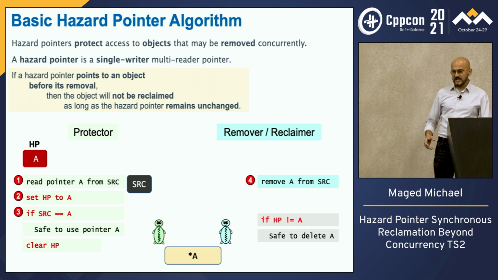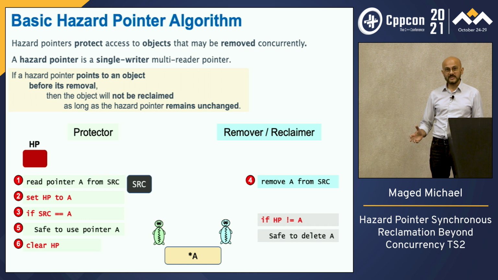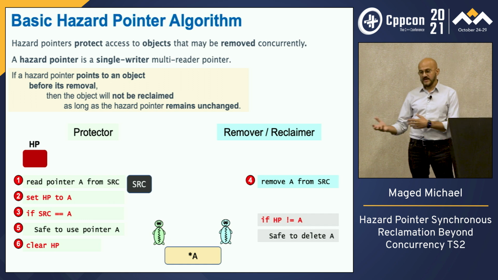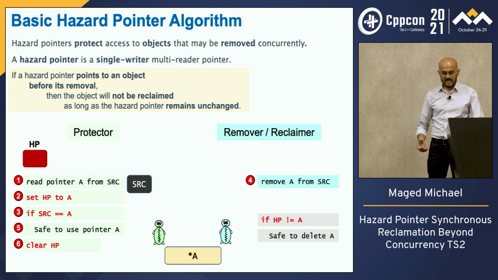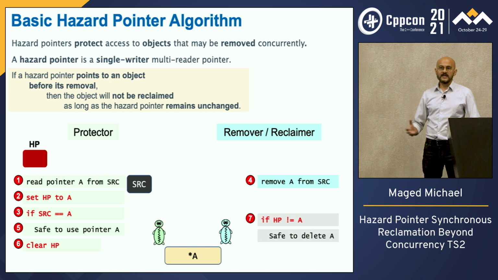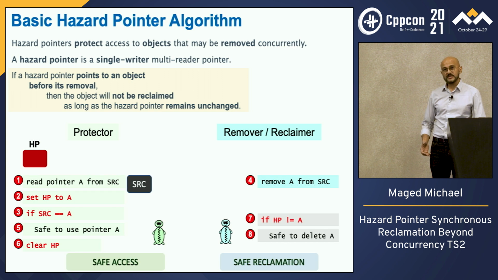Now the protector thread accesses the object safely, and when it is done with it, it clears the hazard pointer, and it's okay for the other thread to reclaim that object. So now that thread checks the hazard pointers, sees nothing is protecting the object, and goes to safely delete the object. So that's in a nutshell how it works.